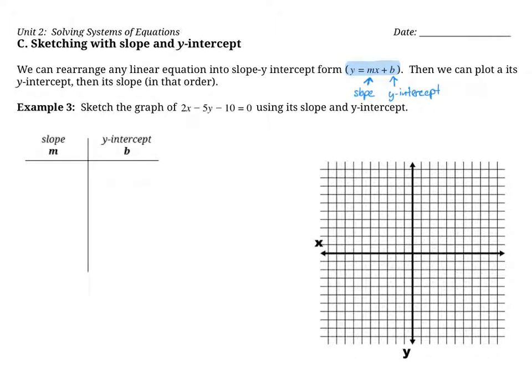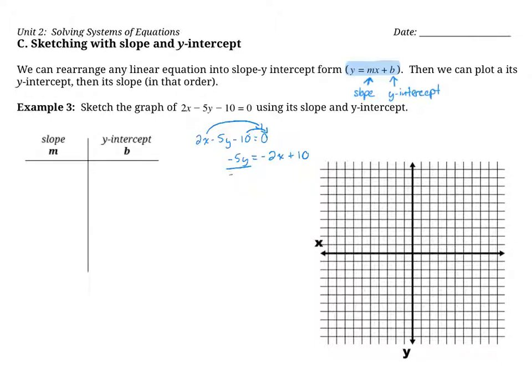Sometimes we might have to rearrange our equation so that it looks like y equals mx plus b. Our equation that we have here is 2x minus 5y minus 10 equals 0. So we will need to rearrange this equation. We're pretty much just solving for y, so we need to isolate y. To isolate y, we will need to move all the other terms to the other side of the equal sign. So we will be left with negative 5y equals negative 2x plus 10.